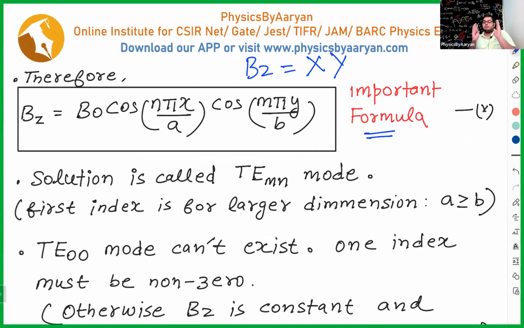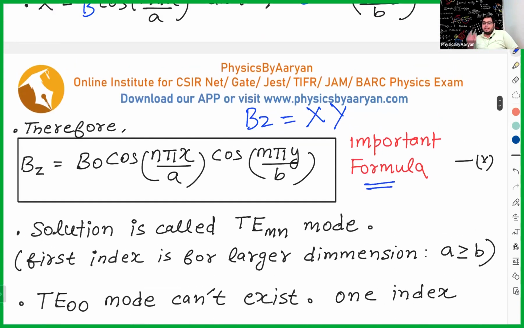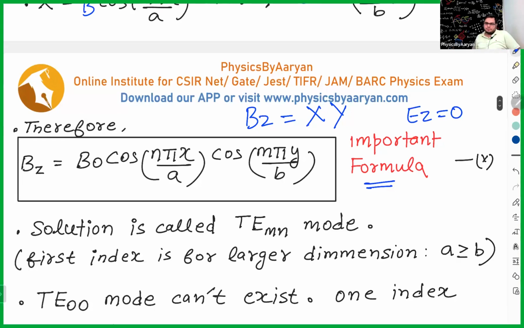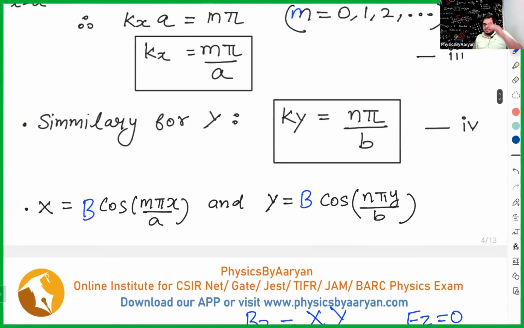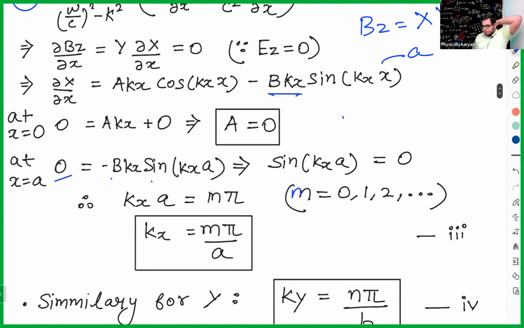Then we started our calculation for rectangular pipe, and we said for rectangular pipe, x-axis is A, y-axis is B. For rectangular pipe, let's say TE wave. TE wave means transverse electric, so Ez becomes 0. So the only thing left is to find Bz. And when we did find Bz, our Bz comes out to be B naught, some constant, cos n pi x by A into cos n pi y by B. Okay. And in this entire derivation, there are some steps to be remembered here.